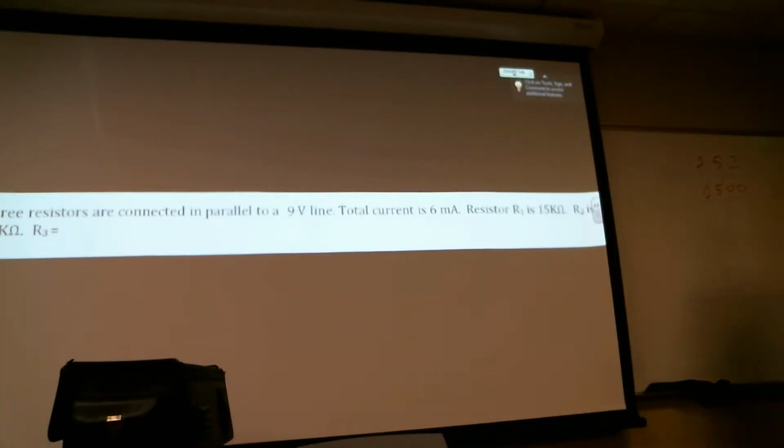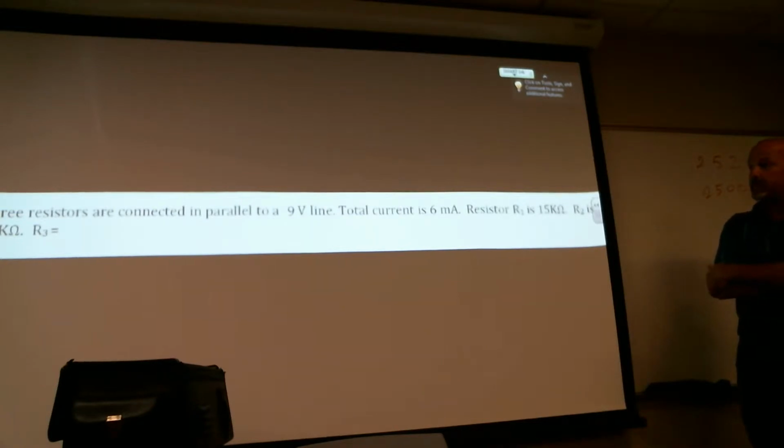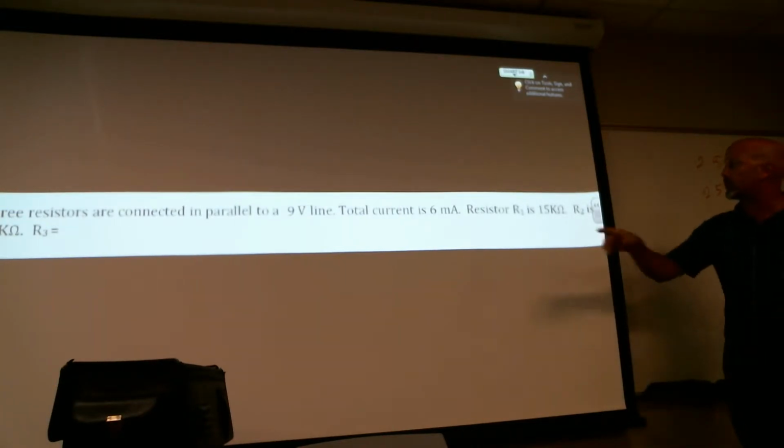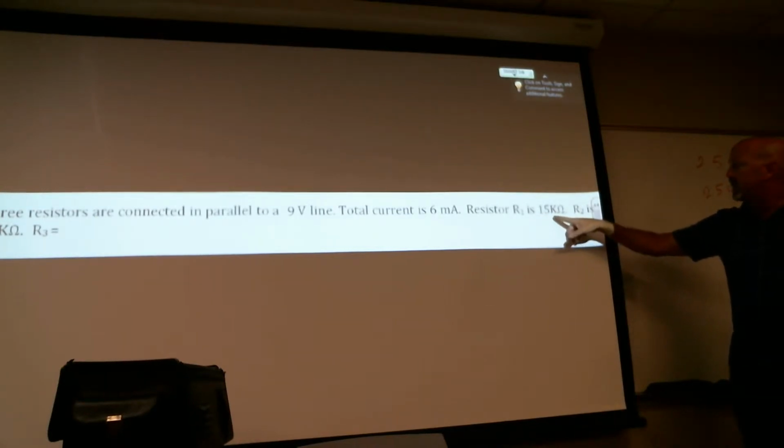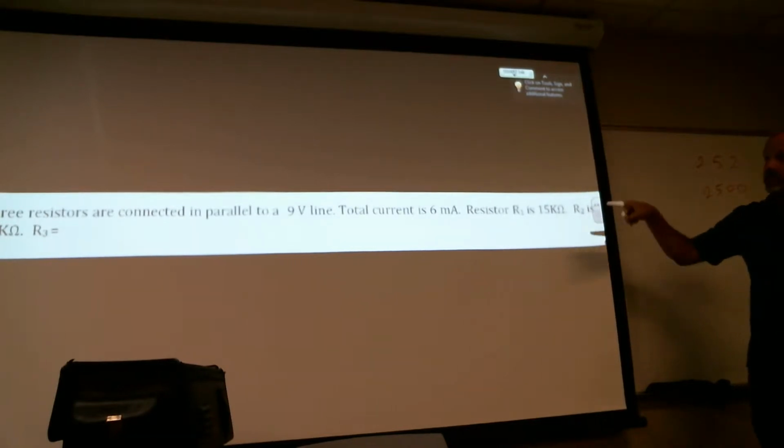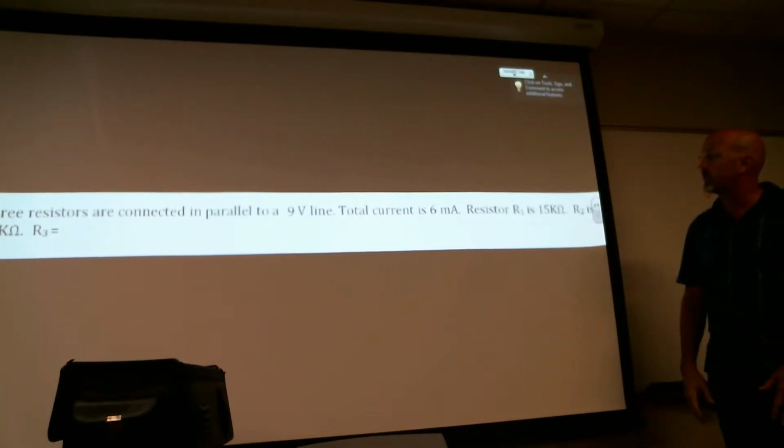Three resistors are connected in parallel to a 9-volt line. Total current is 3 milliamps. Resistor 1 is so many ohms, and I guarantee you these are not the ones. I changed these. Resistor 2 is another one. So what is the third?